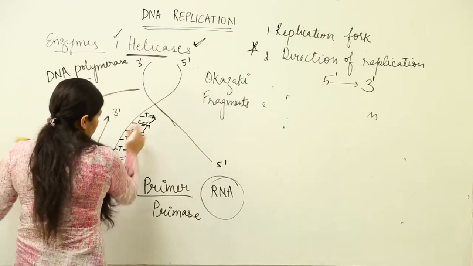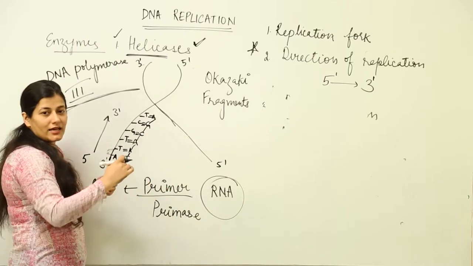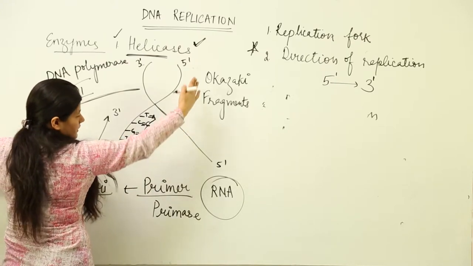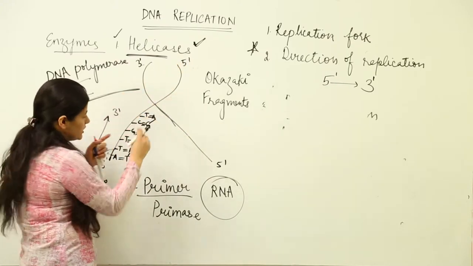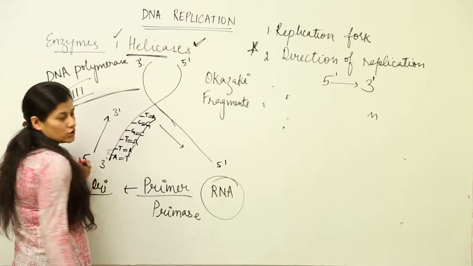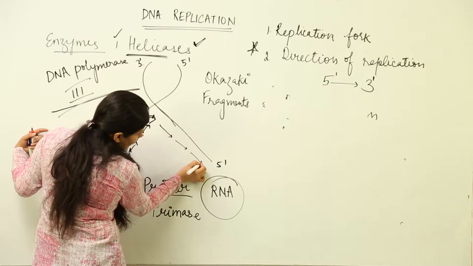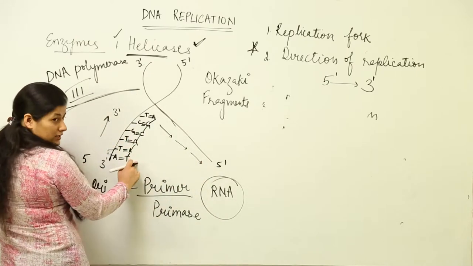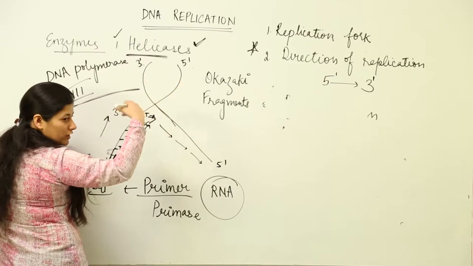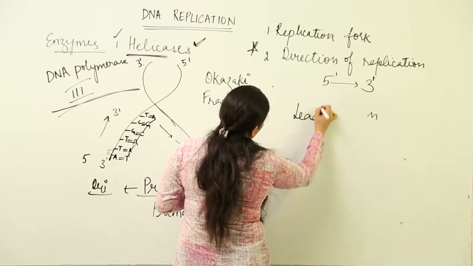Now what is the need of doing it this way instead of going further and further? As I told you in the beginning, the coiling causes tension in the helix. So if we keep on increasing it this way, this way, this way, it is going to increase the tension very much. So it is better we keep on doing it like this, that in an opposite direction also there is replication taking place, but it is taking place in small fragments. So this strand, where the fragments are not being formed, but instead a continuous synthesis is taking place of the new strand, that strand is known as the leading strand.